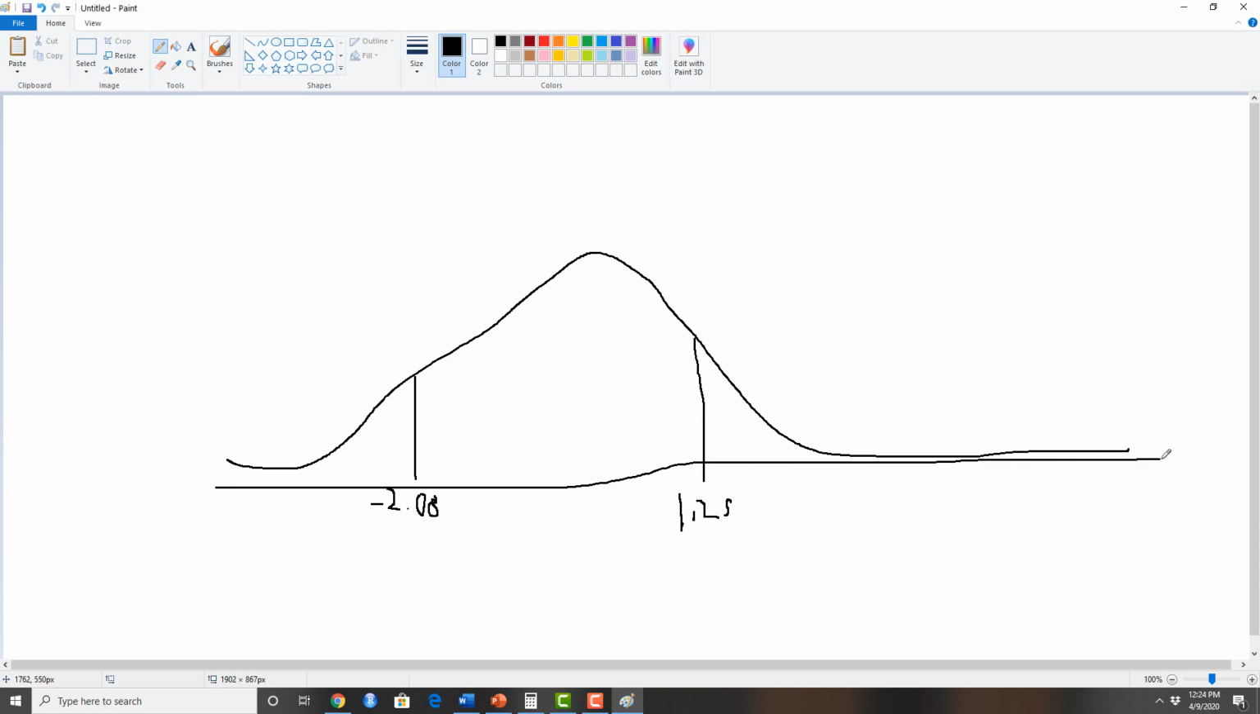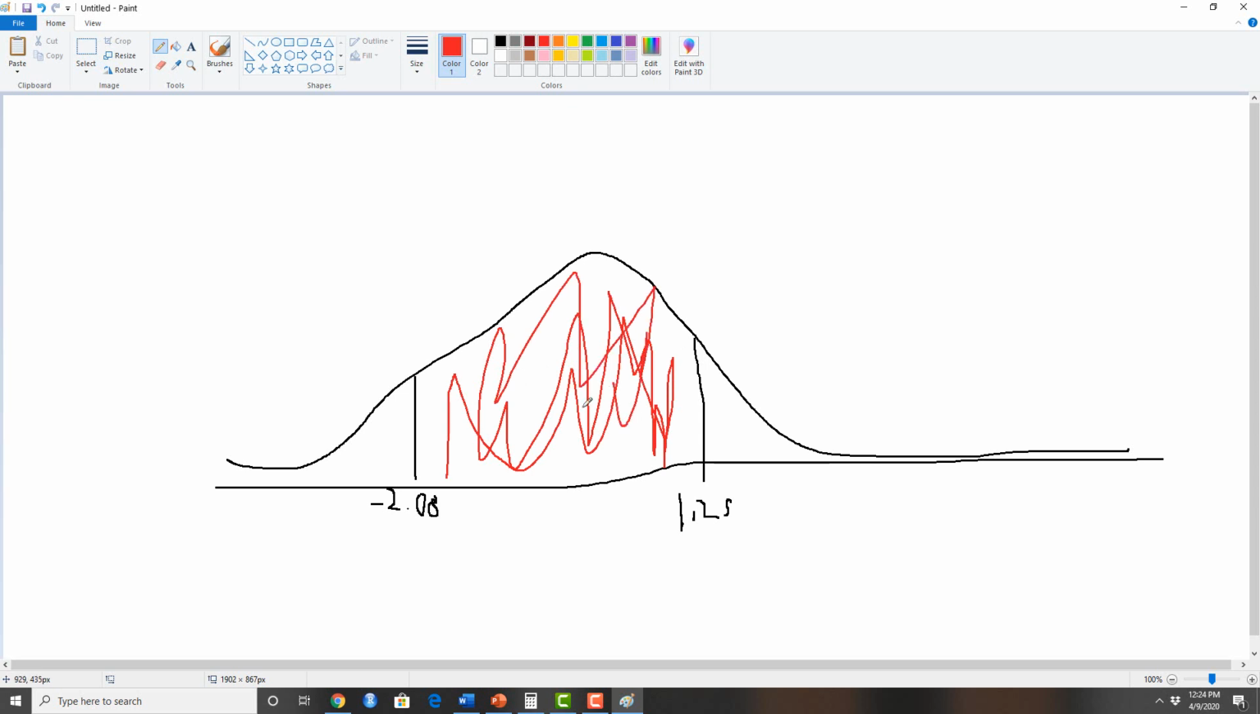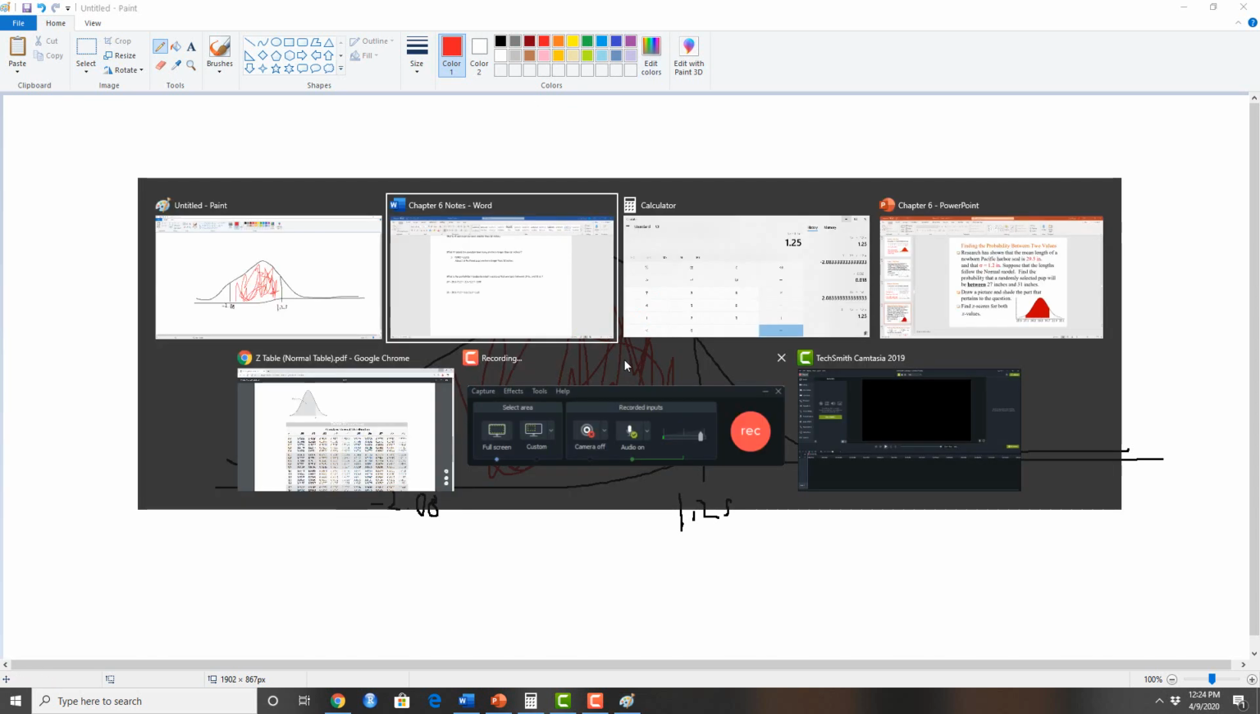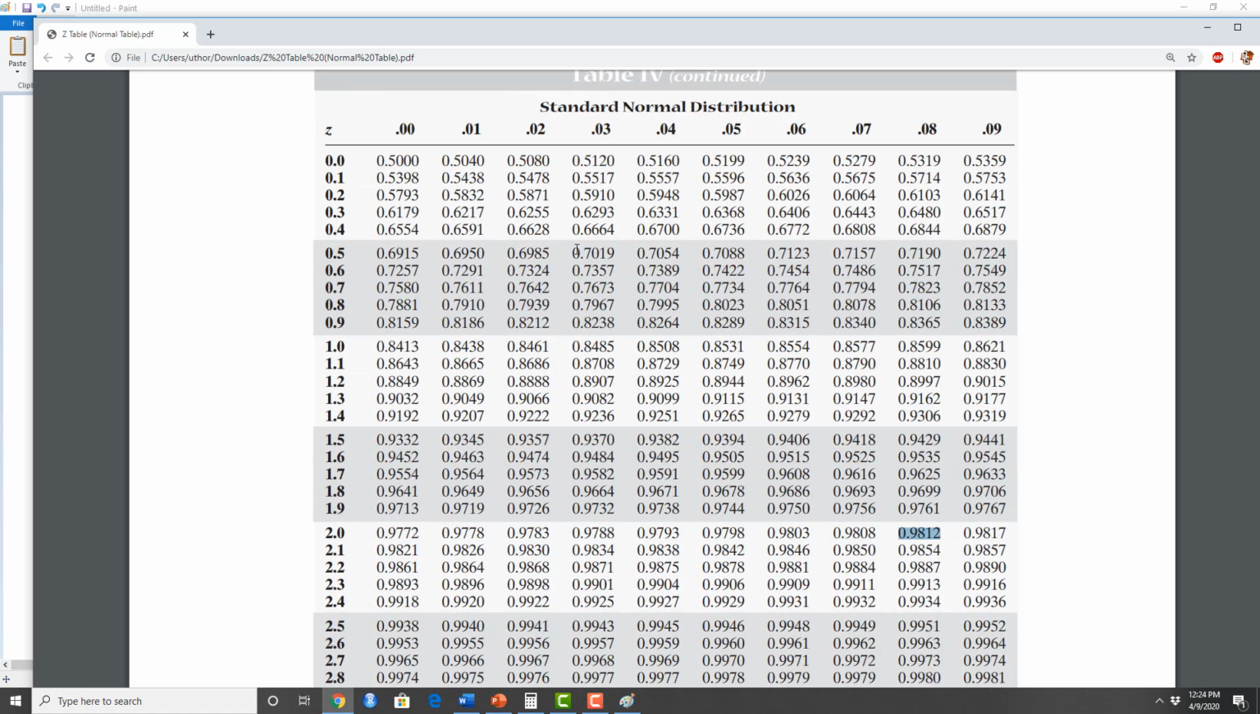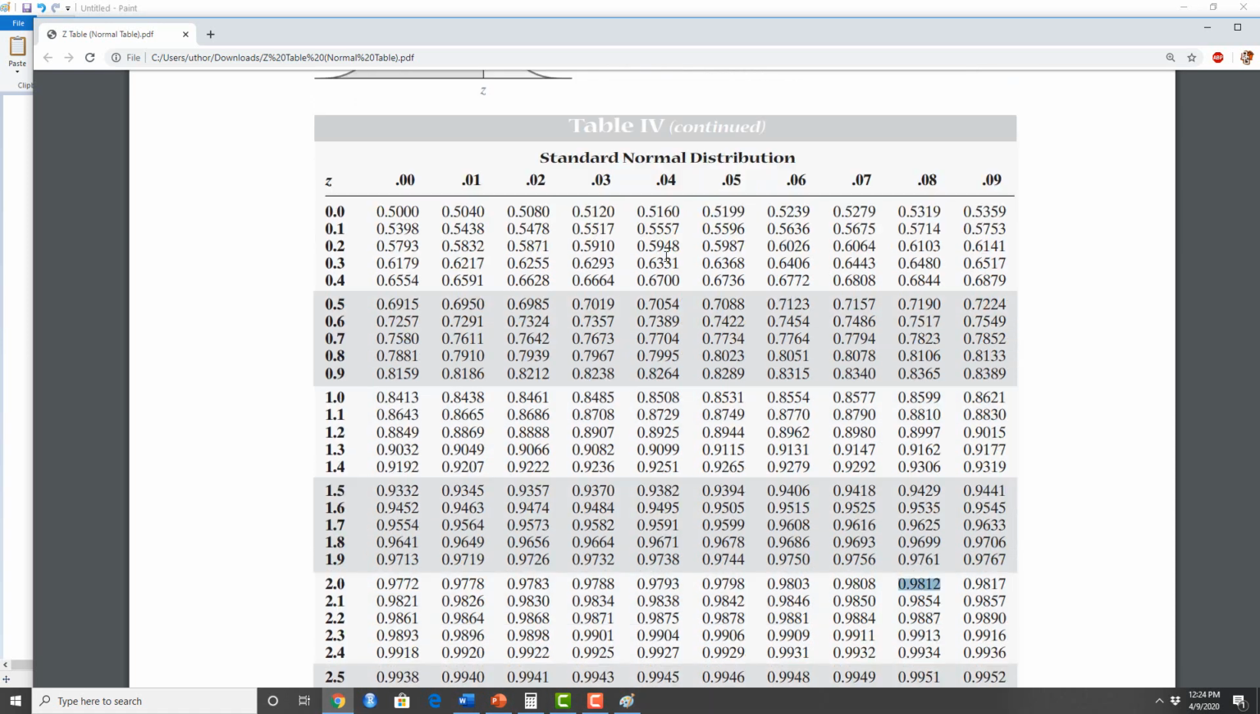Don't forget to draw your y or x-axis. The area we're looking for is between these two points, shaded in red. So how do we find that area? Well, we just go back to our standard normal distribution table.